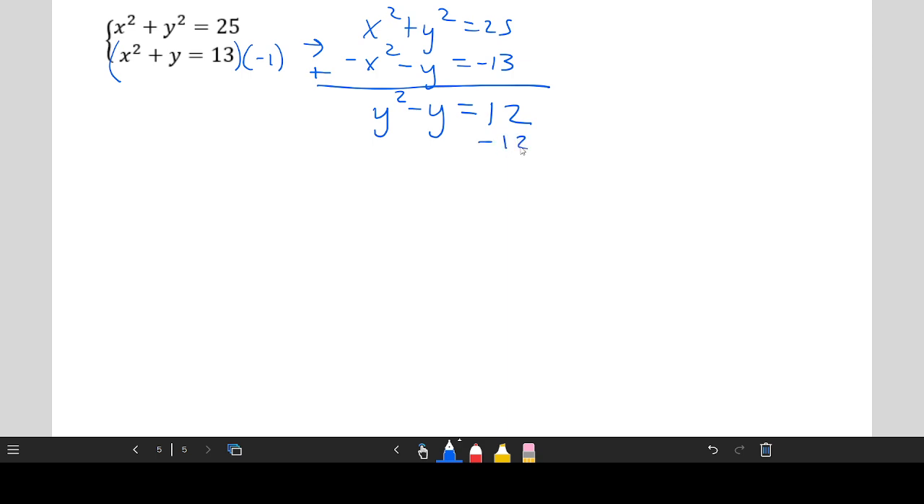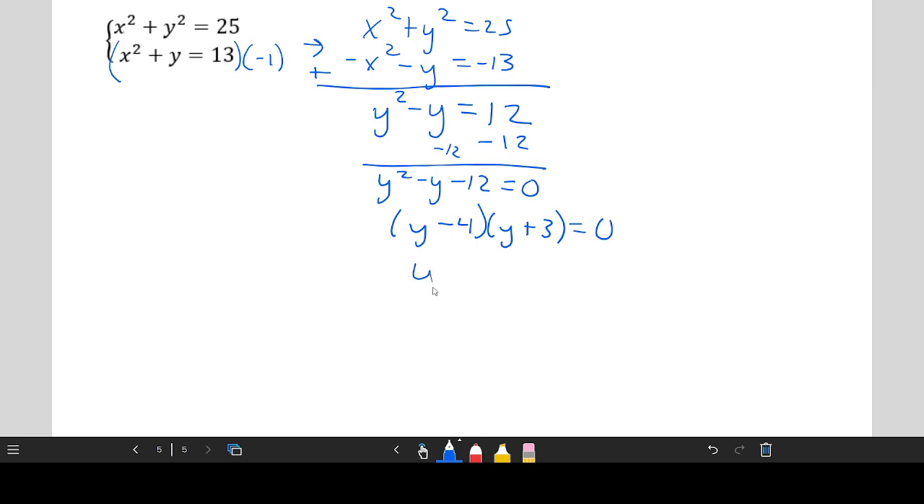So this is a quadratic. I'm going to set it equal to 0 by subtracting 12. And you could factor or use quadratic formula here. It factors as y minus 4 times y plus 3. So the y values are 4 and -3. And so we need to substitute those into one of the equations and solve for x. I'm going to use the second one because then I don't have to square the y.